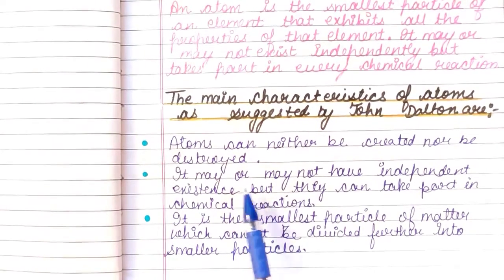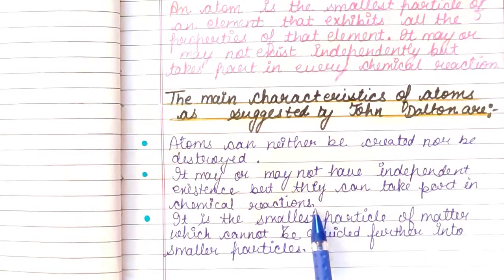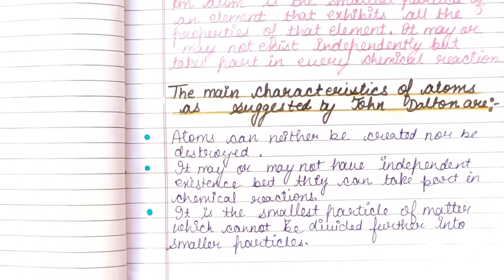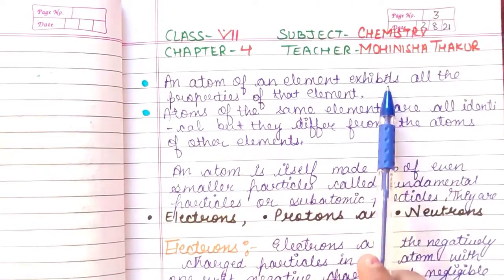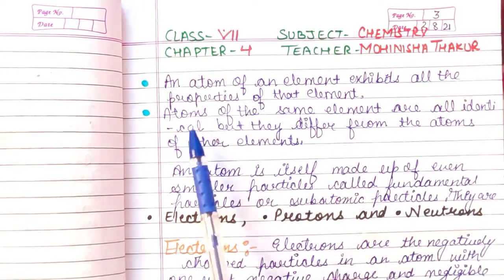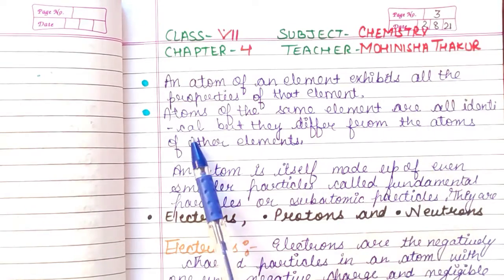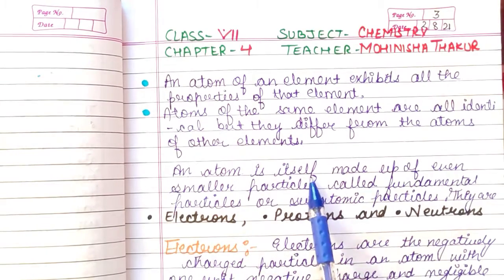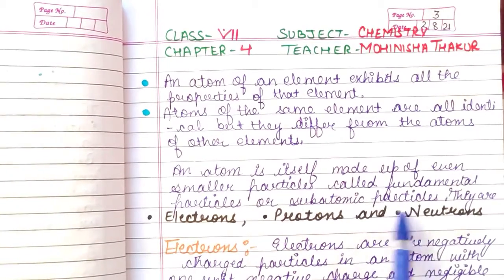Number 2, it may or may not have independent existence but they can take part in chemical reactions. Number 3, it is the smallest particle of matter which cannot be divided further into smaller particles. Number 4, an atom of an element exhibits all the properties of that element. And the last, number 5, atoms of the same element are all identical but they differ from the atoms of other elements. An atom is itself made up of even smaller particles called fundamental particles or subatomic particles.